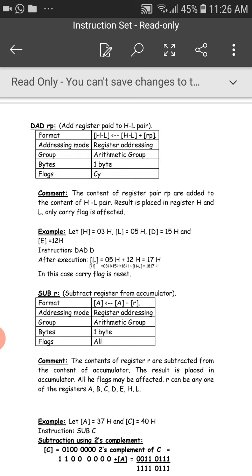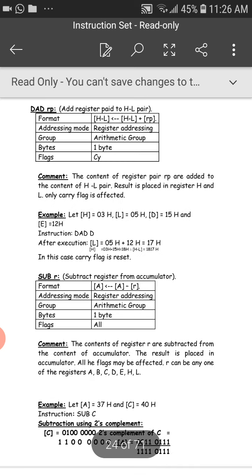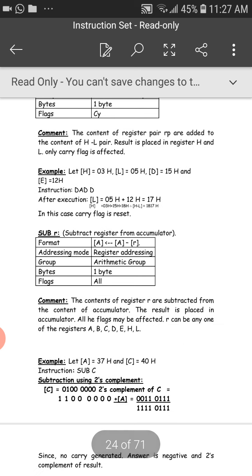It is included in the arithmetic group of instructions. It is a 1 byte instruction and only the carry flag is affected. So the content of the register pair, that is RP, is added to the content of the HL pair and the result is placed in registers H and L, and only the carry flag is affected in this instruction. So that instruction is very important according to the exam. So see it properly.